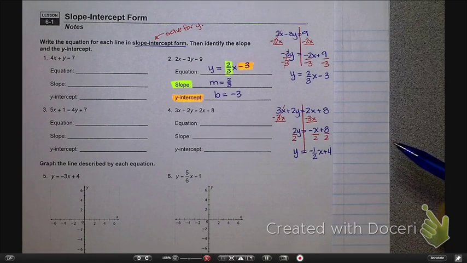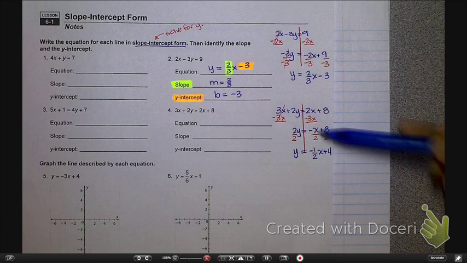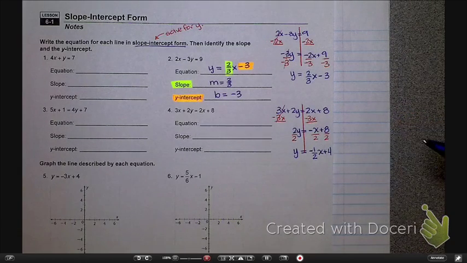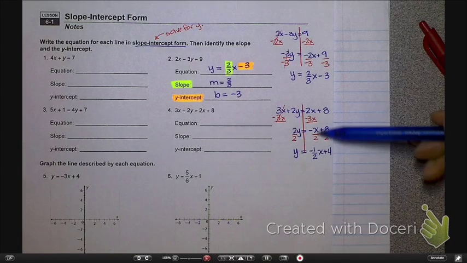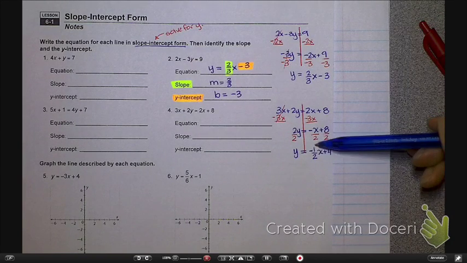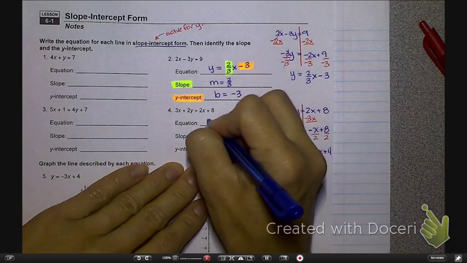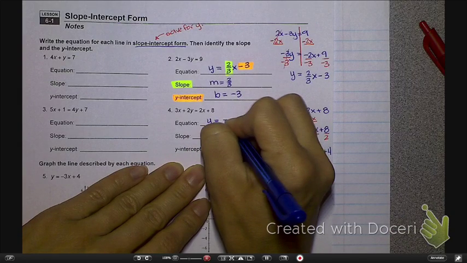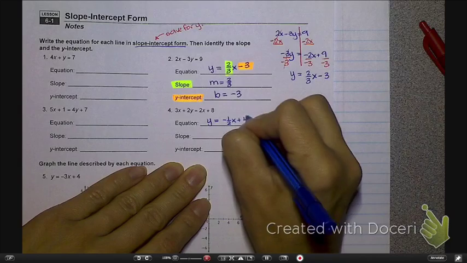Okay? And the reason why I'm not keeping it written like this is because slope-intercept form allows me to easily see what the slope is, right? So if I write it like this, it's not so easy, but if I write it like this, that makes it a little bit easier to see what that slope is, okay? So now, let's go ahead and write my final equation, y equals negative 1/2 x plus 4, okay?